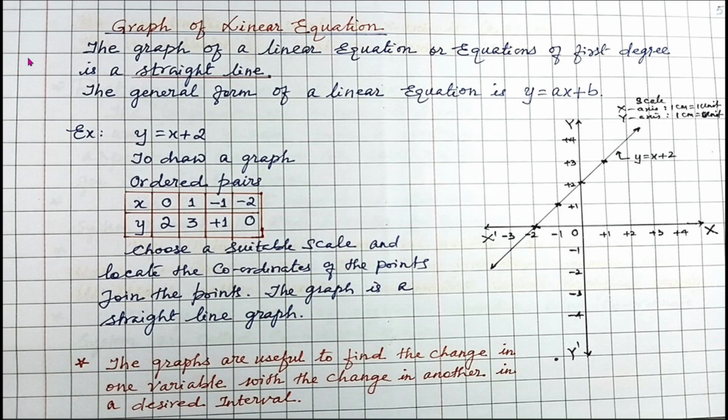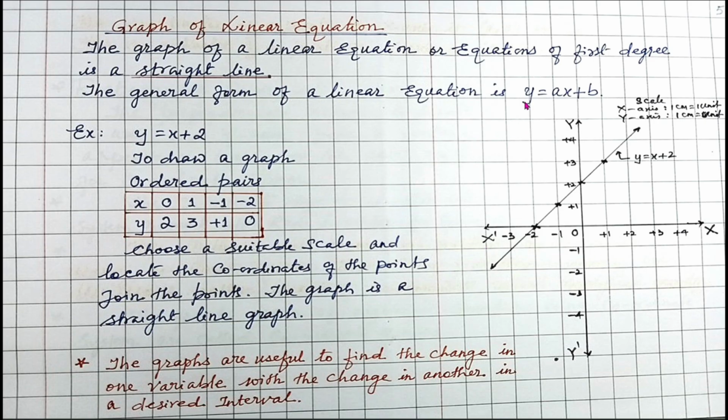Now to understand that, let us learn how the graph of a linear equation is drawn, how many graphs can be drawn, and what is the shape of the graph. The graph of a linear equation, or equation of first degree, please remember this, is a first degree polynomial equation, and the graph of that is 100% a straight line, which you will understand by taking an example.